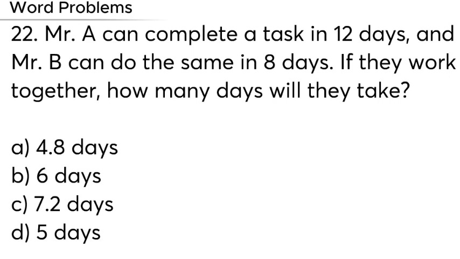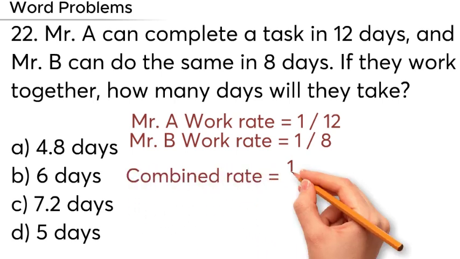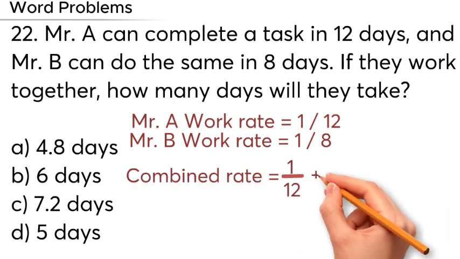Step 1 is to determine the work rates. The work rate of a person is the fraction of the task they complete in one day. Thus, Mr. A's work rate is 1 over 12, and Mr. B's work rate is 1 over 8. Next step is to add their work rates. When A and B work together, their combined work rate is the sum of their individual rates. Combined rate is 1 over 12 plus 1 over 8.